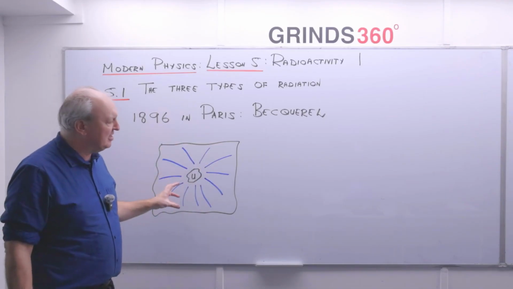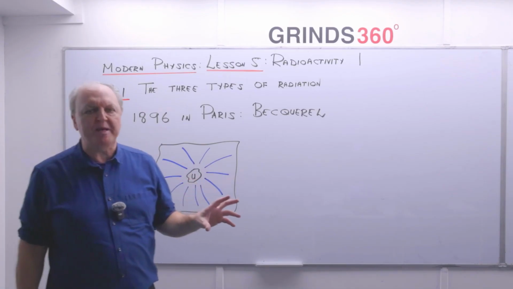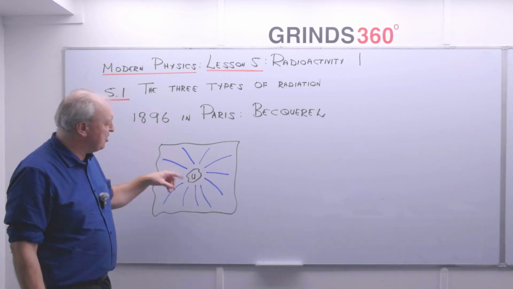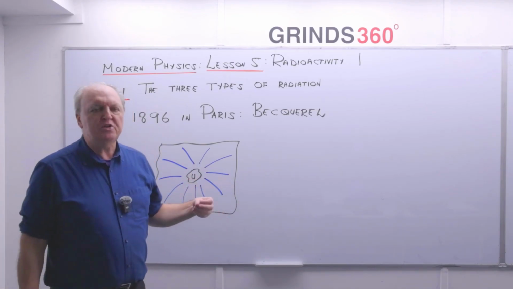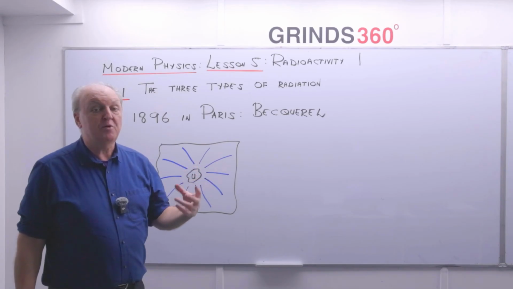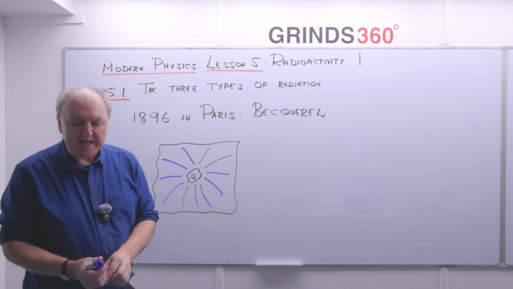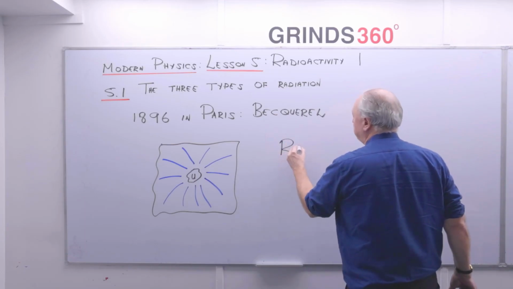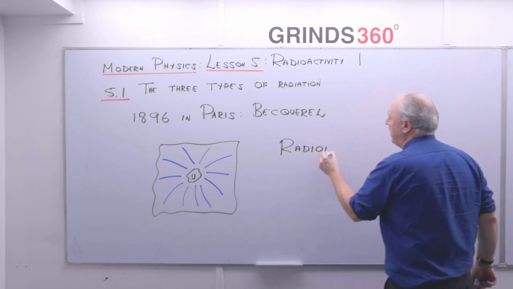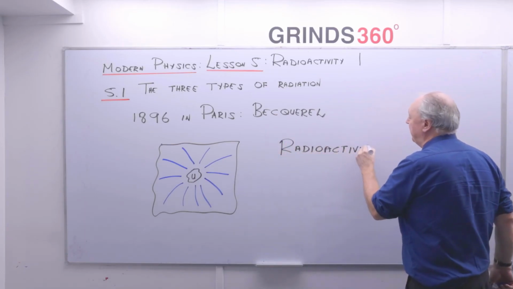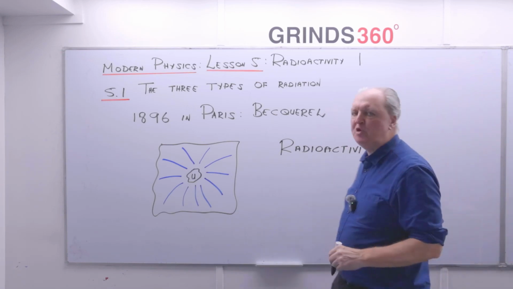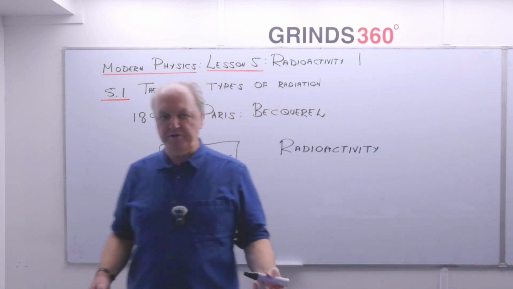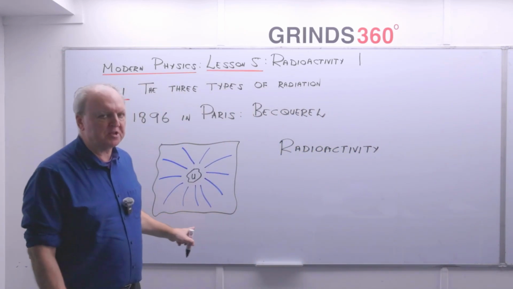So these markings, he said, they must be coming from the uranium. That uranium is spewing out some kind of invisible radiation. That invisible radiation he called radioactivity. At this stage, they had absolutely no idea what that stuff getting spewed out from the uranium was. That's the first part of the story.